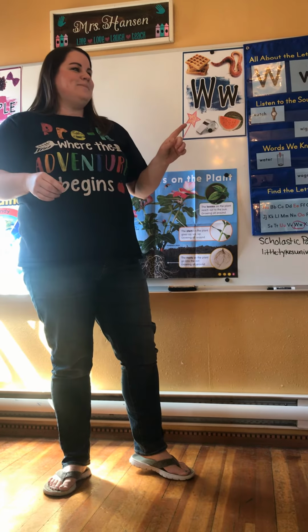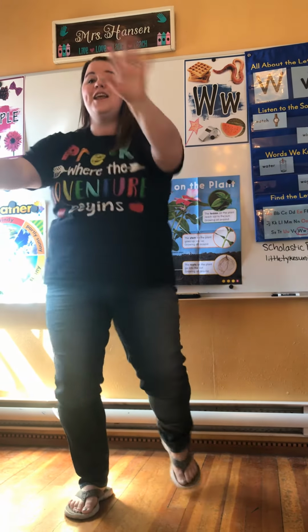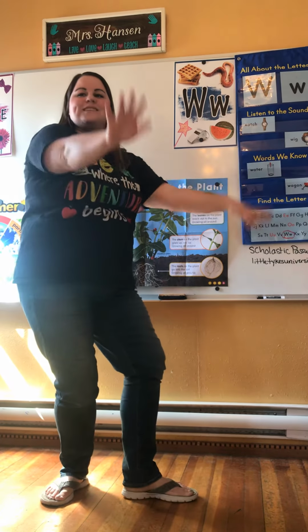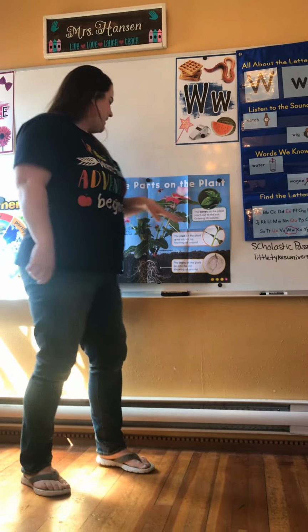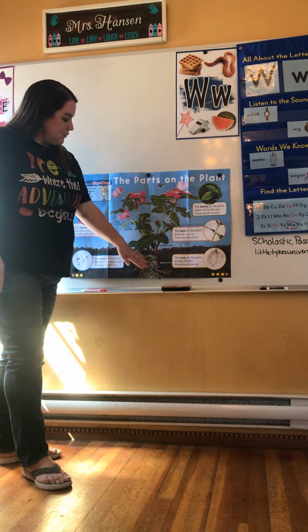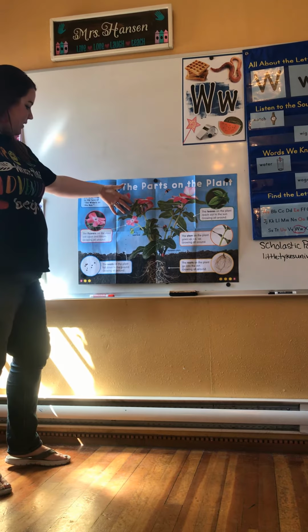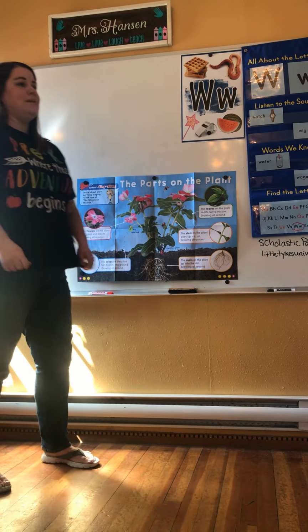Okay, let's do it again. You want to do that one again? Okay, here we go. The leaves on the plant reach out to the sun, out to the sun. The leaves on the plant reach out to the sun, growing all around. Okay, so we did the roots, the stem, the leaves. Now we're gonna do the flowers, open and bloom, okay?